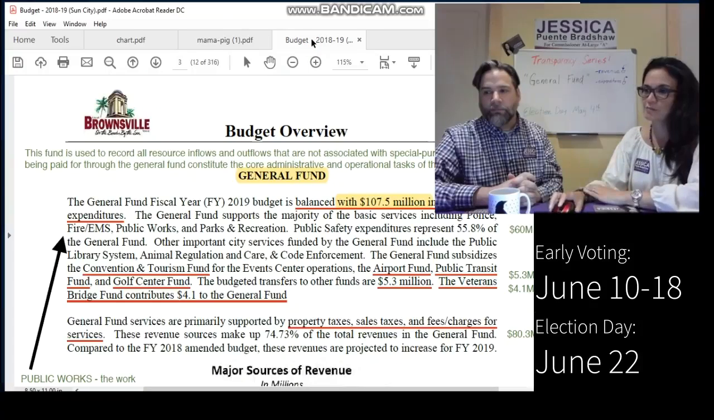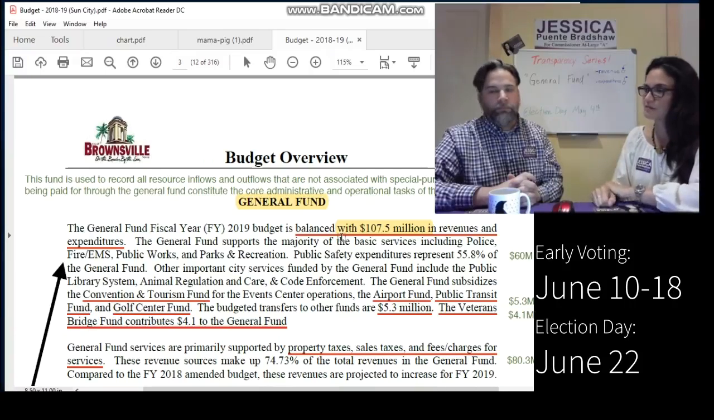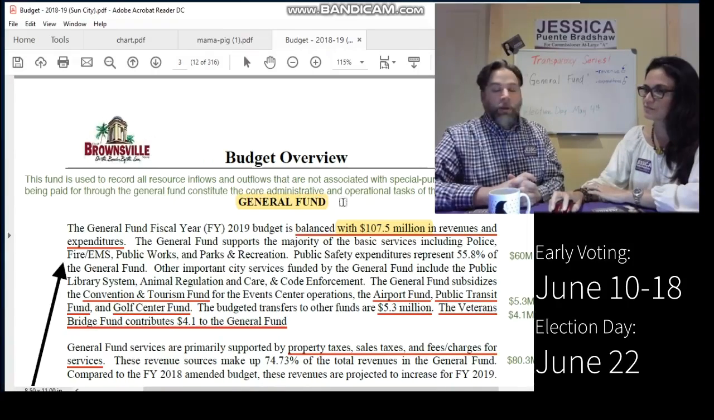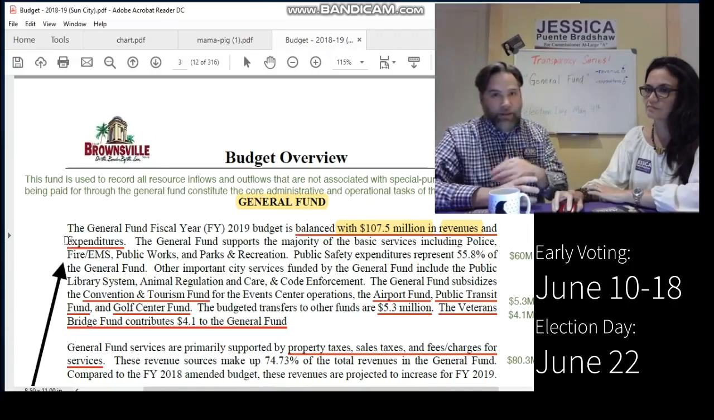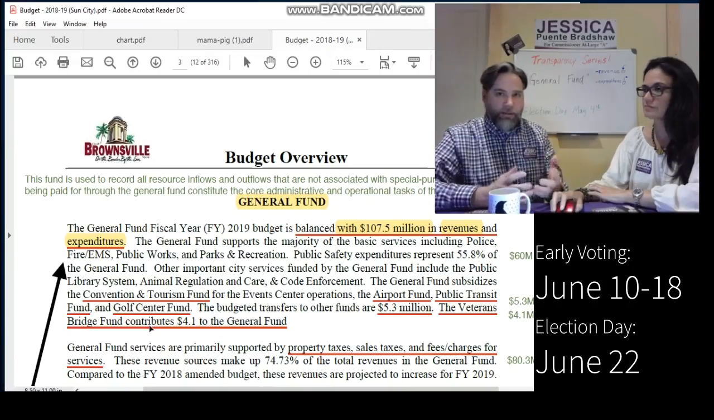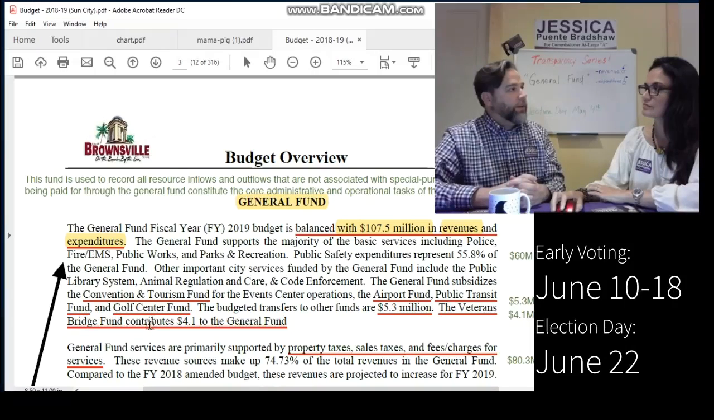This is a page from the budget. This is page 3. The budget can be found online. You can download it. This is a PDF version. It's got some of our notes on it. And the general fund is made up of... well, it has both revenue or income or cash coming into the city, and then it also has expenditures or expenses or cash potentially leaving the city where they're paying for their bills.